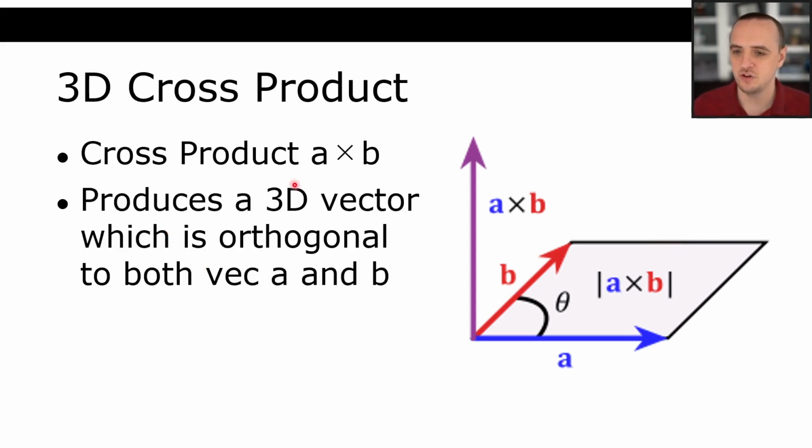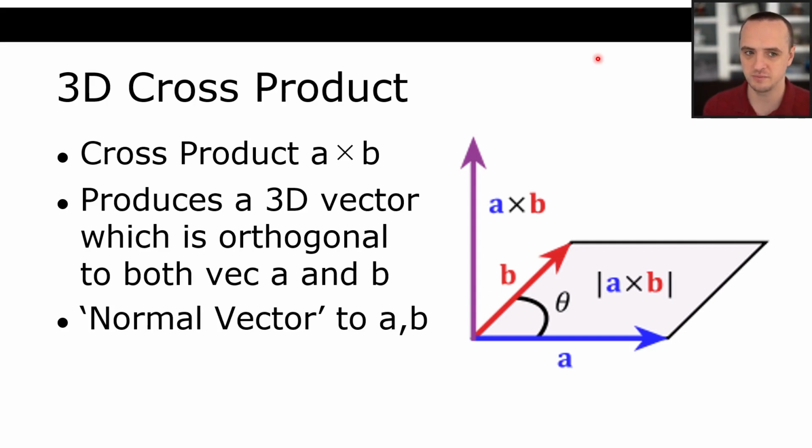If you take A cross B, that produces a 3D vector which is orthogonal to both A and B. That's called the normal vector to A and B, right? So if you have a three-dimensional surface and you want to calculate the normal vector, which is useful for all sorts of things, which we're not going to get into right now because this is not a 3D geometry class, essentially the 3D cross product produces this vector for you, A cross B.